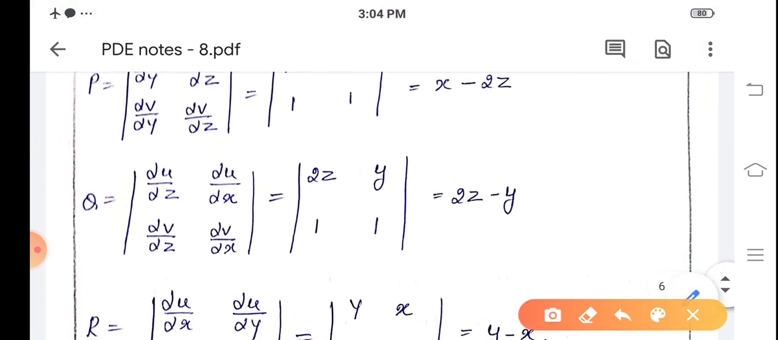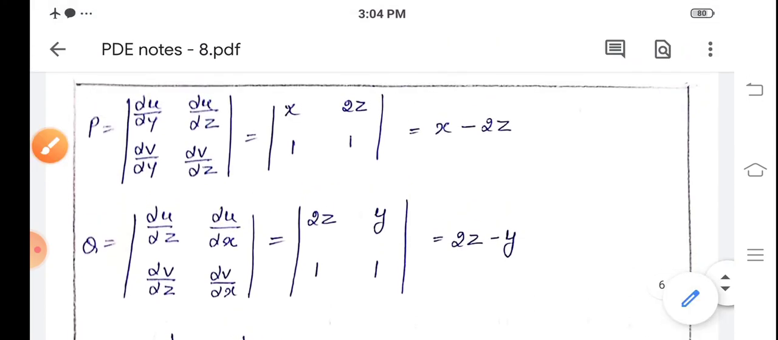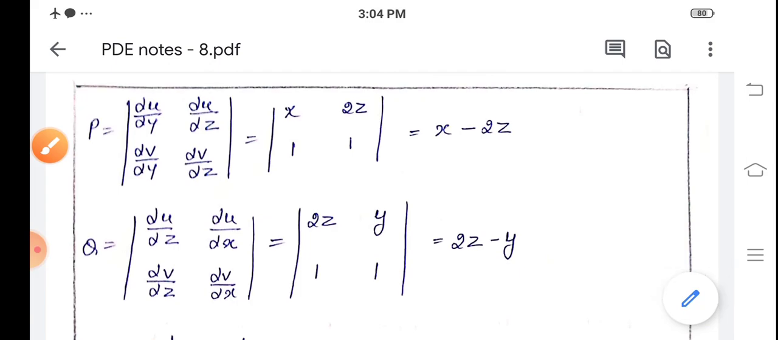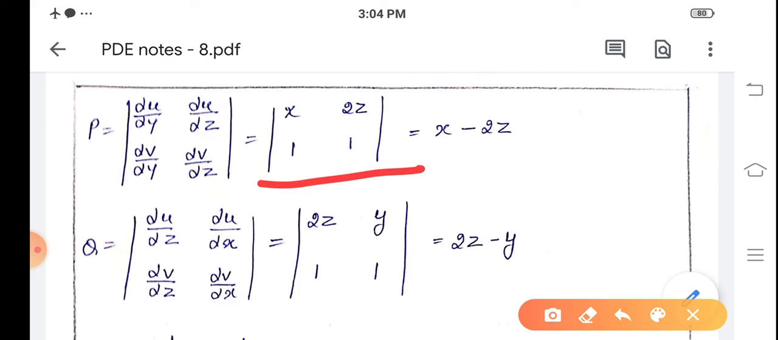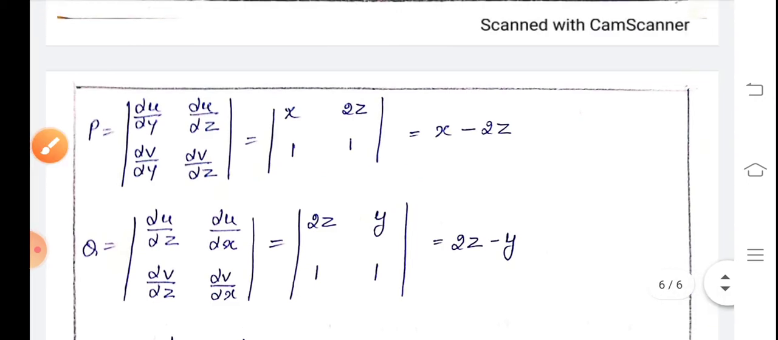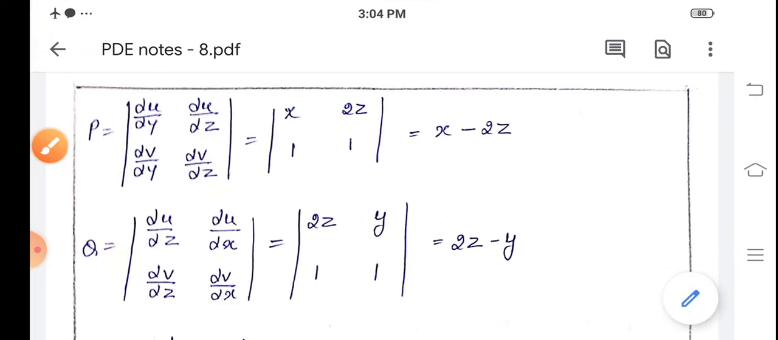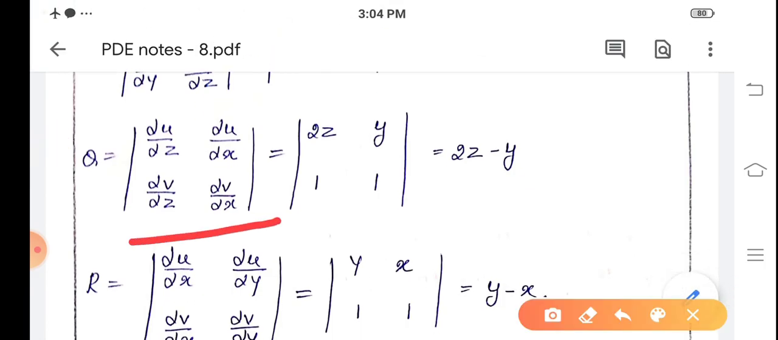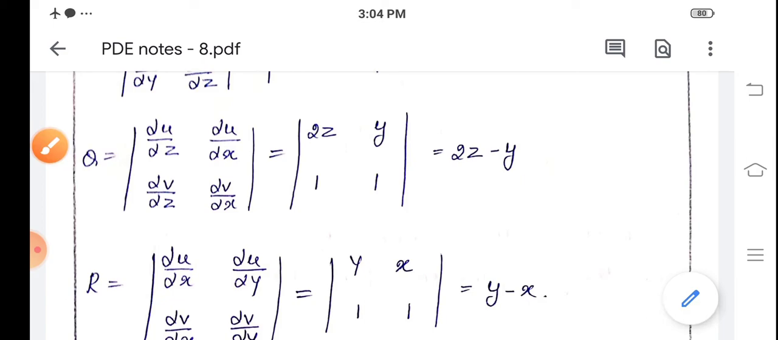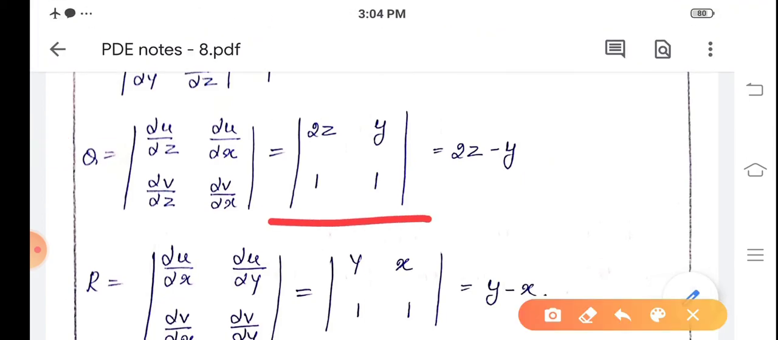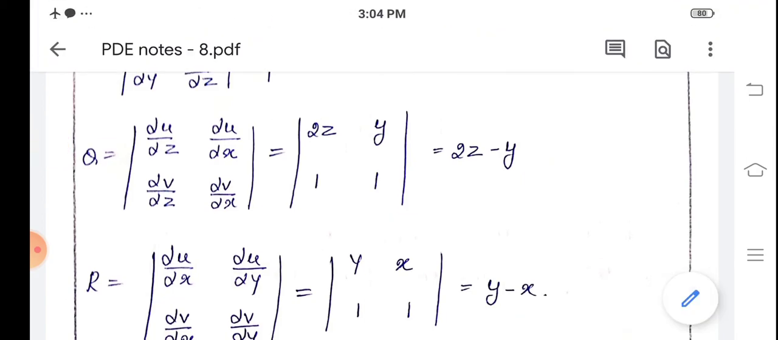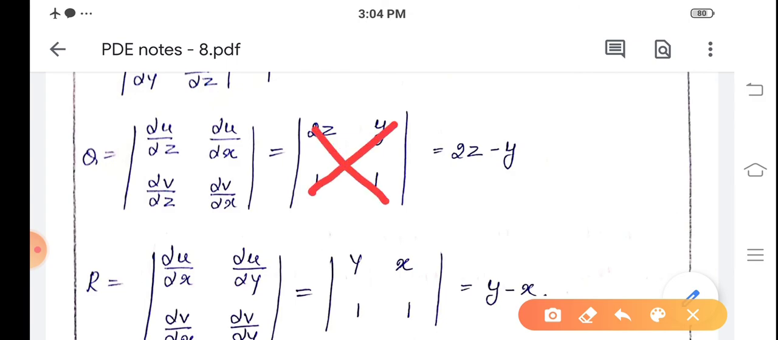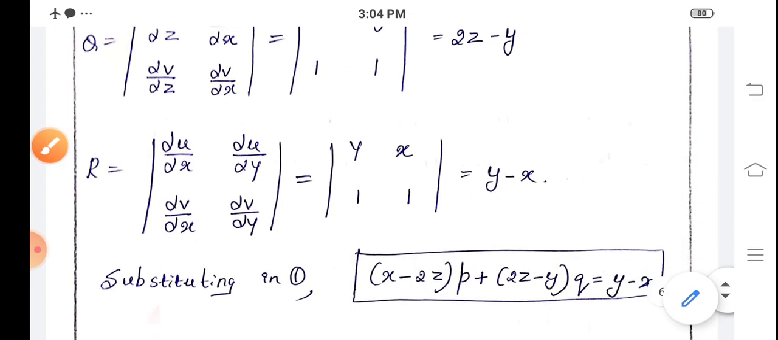We have the formula for P. P is equal to determinant ∂u/∂y, ∂u/∂z, ∂v/∂y, ∂v/∂z. That will be determinant x, 2z, 1, 1. That gives x minus 2z. Next we find Q value. Q is given by determinant ∂u/∂z, ∂u/∂x, ∂v/∂z, ∂v/∂x. That will be determinant 2z, y, 1, 1, or this 2z into 1 minus 1 into y, that is 2z minus y.